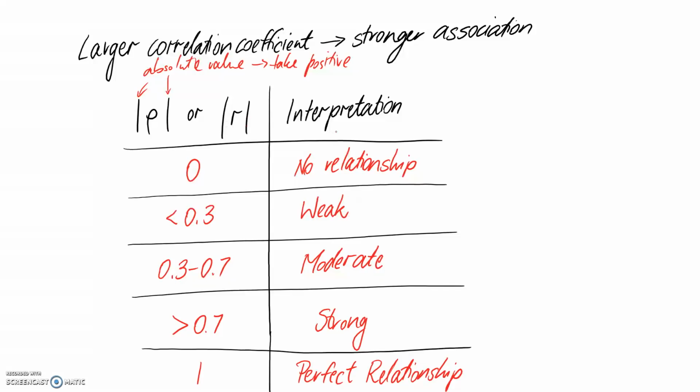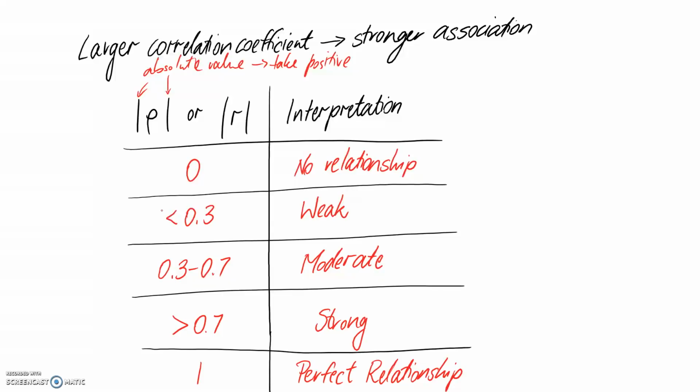So in the right-hand column, we have the interpretation. Basically, someone's come up with some words to describe how strongly your variables are related based on the value of your correlation coefficient. So if you get a value of 0 out of your equation, that means there's absolutely no relationship at all between your two variables, x and y. So that's probably going to be pretty rare. This one here, if you have a value of less than 0.3, you can say this is going to be weak correlation.